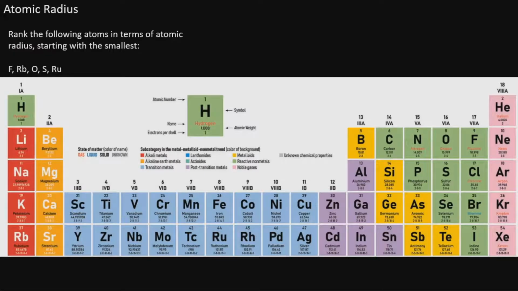Here we'll answer a question about atomic radius. We are given a list of elements, fluorine, rubidium, oxygen, sulfur, and ruthenium, and we are meant to rank them in atomic radius starting from the smallest.